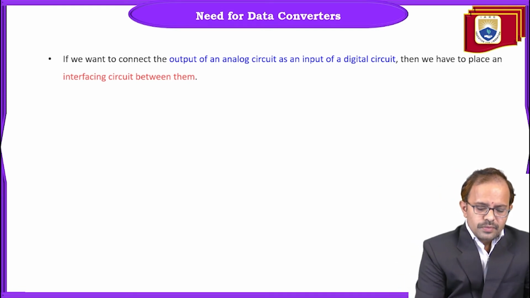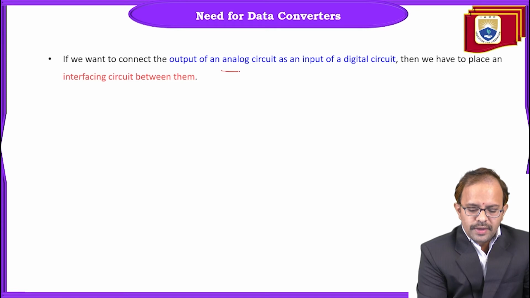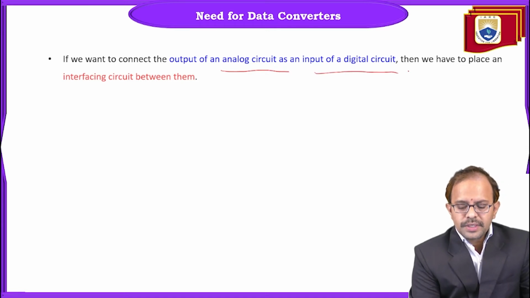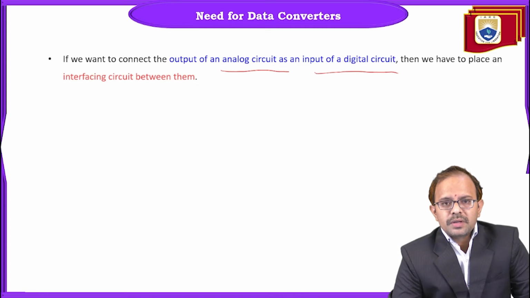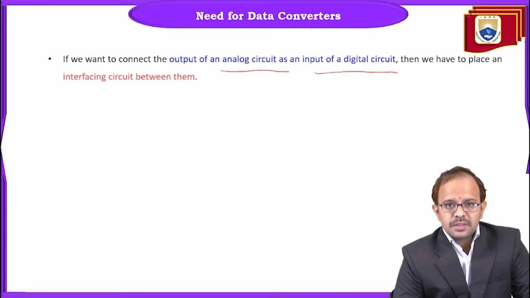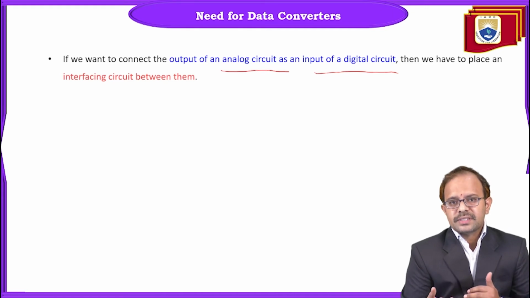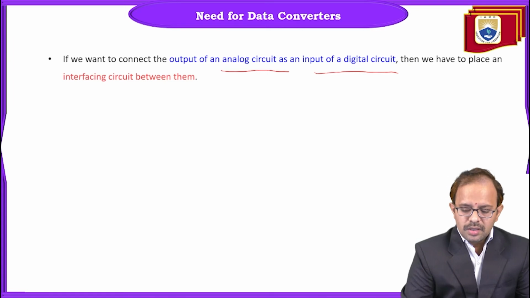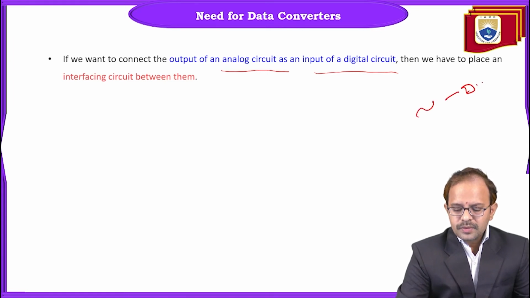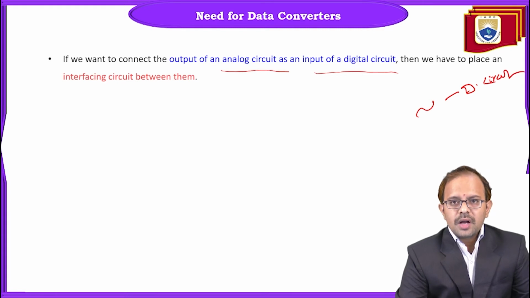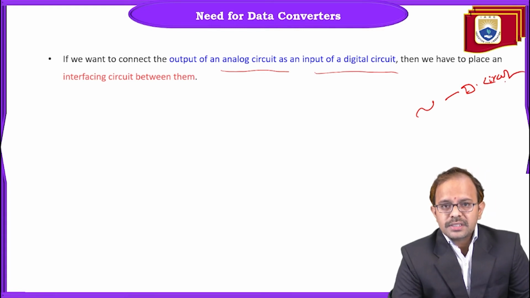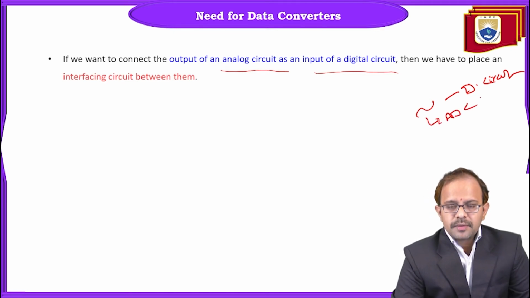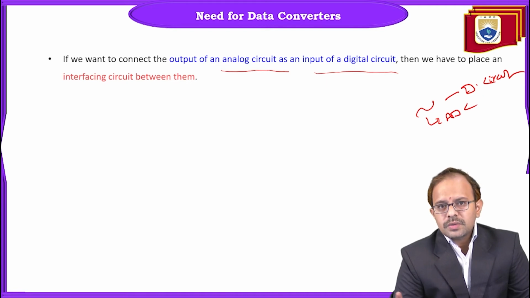So what we can say, if we want to connect the output of an analog circuit as input to a digital circuit, so the circuits are available, right? We have analog circuits as well as digital circuits. So what are we going to do? I need an interface to process my analog signal to a digital circuit. So this is nothing but a digital circuit. How can I process this analog signal directly to a digital circuit? I cannot. So what do we need? We need ADC. We need to convert this analog data to digital, right?